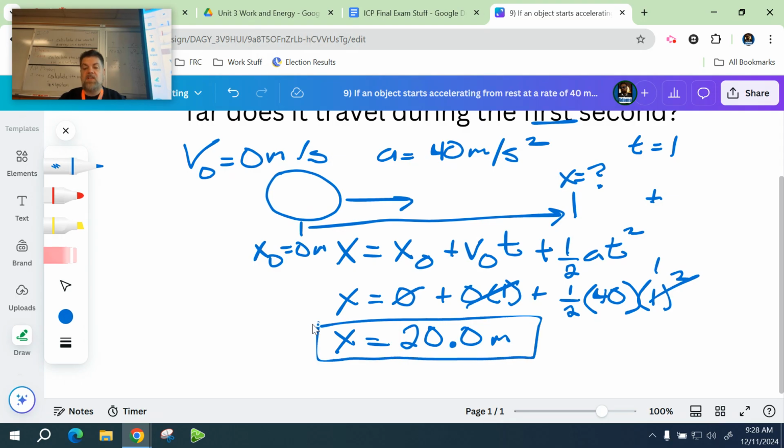Now, a lot of kids would have guessed 40, and if you did and got that wrong, remember it starts from 0. Its final velocity, and this is a little trick, at the end is 40 meters per second, because after 1 second it's accelerated up to 40 meters per second. But I'd have to double check that, though it seems about right.